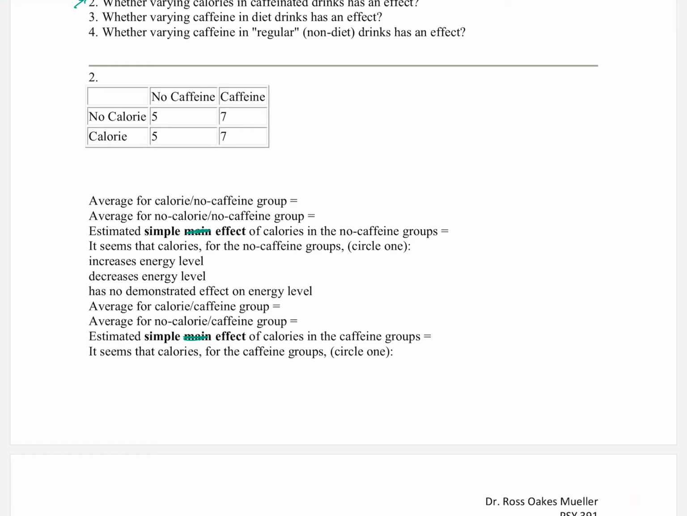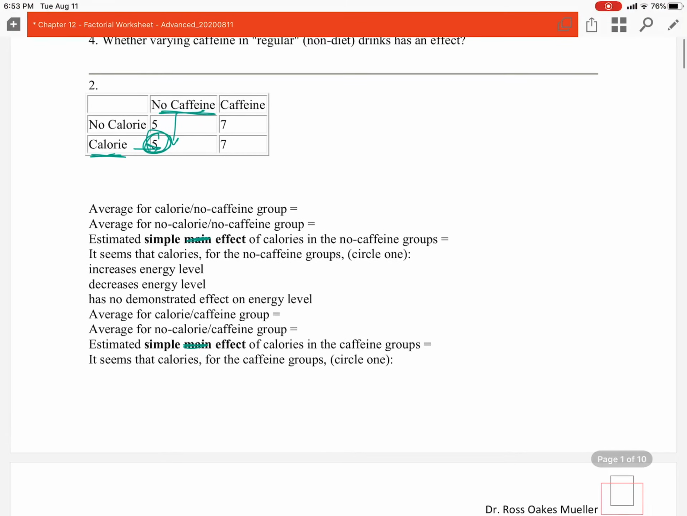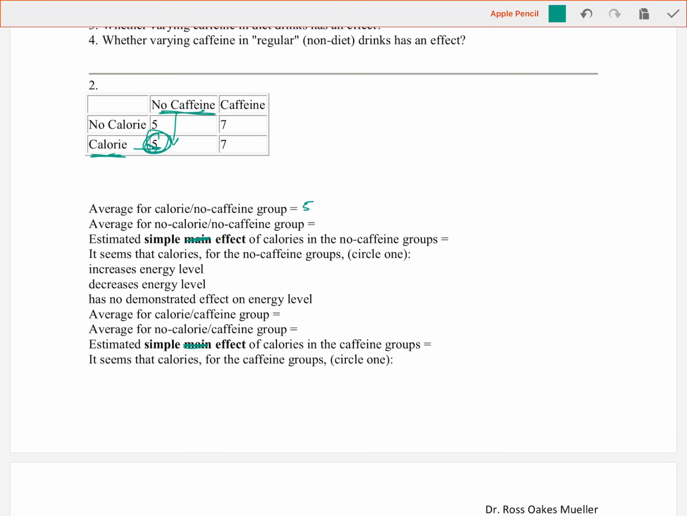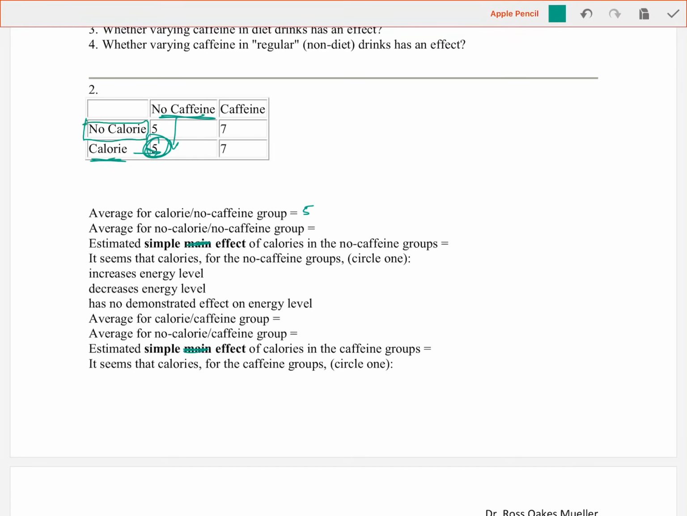What's the average for the calorie no caffeine group? That's the calorie no caffeine group, and that's this one right here. So what is my average for that group? It's 5. What is my average for the no calorie no caffeine group? So that's my no calorie no caffeine group, and that is a 5 as well.